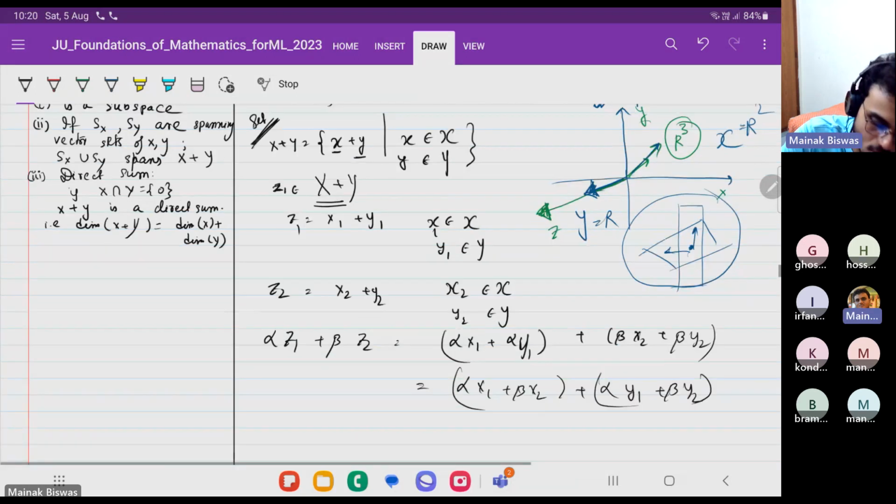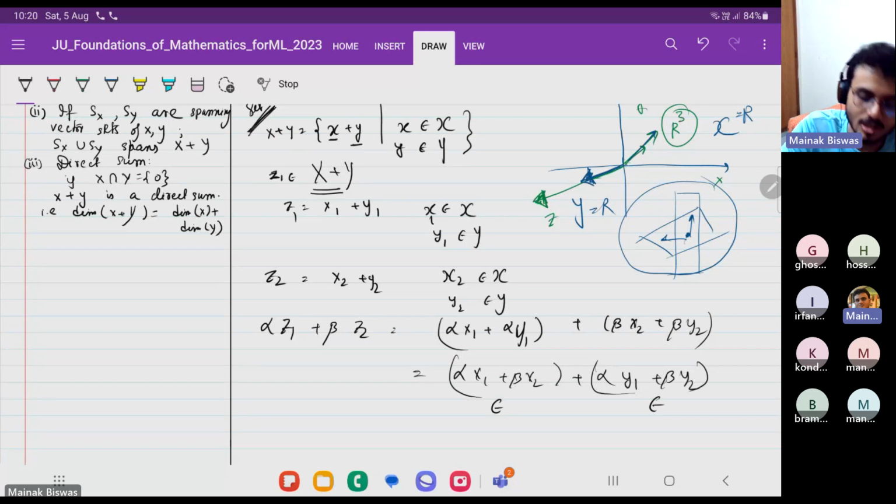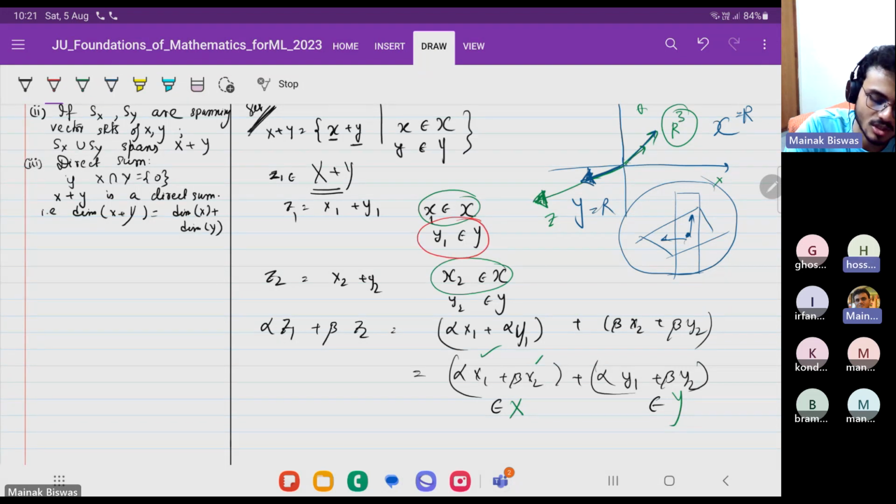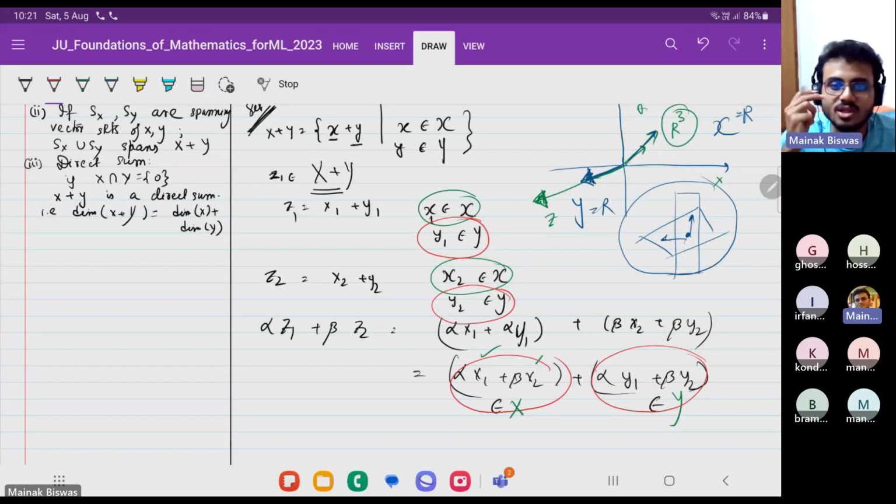Now what does this belong to? And what does this belong to? Tell me. X and Y. This is the linear combination of two vectors in X, and this is the linear combination of vectors in Y. Right. So you will have the definitions being used everywhere. So your alpha z1 plus beta z2 belongs to your X plus Y.